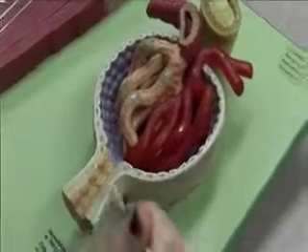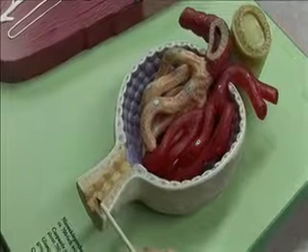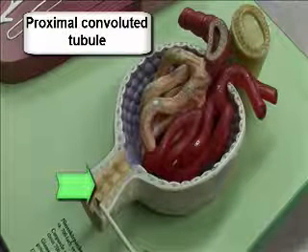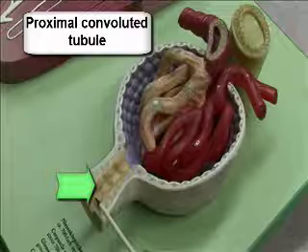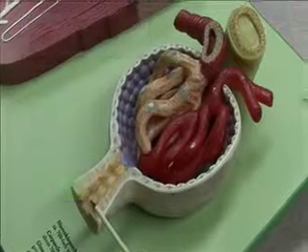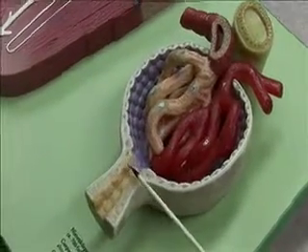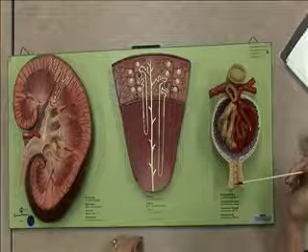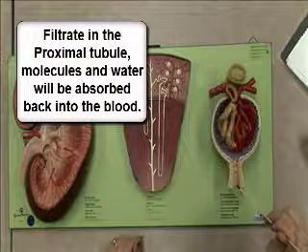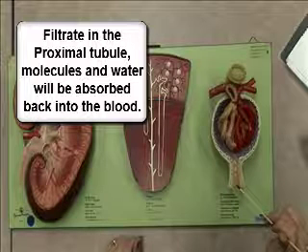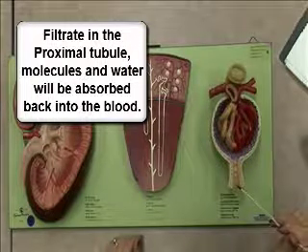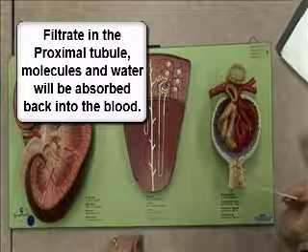This structure right here is the proximal tubule. The proximal tubule is the very beginning of the tubules of the nephron. As filtrate passes through the proximal tubule, molecules in water will be absorbed back into the blood.